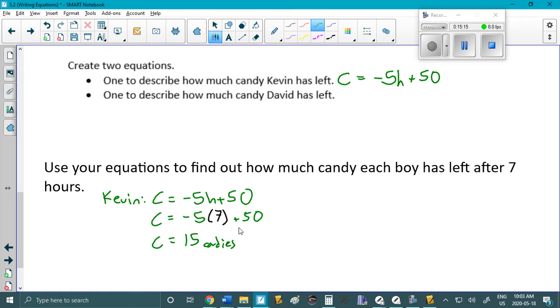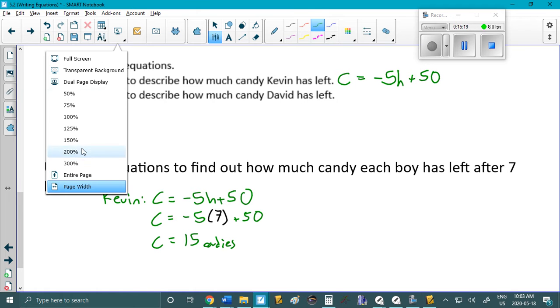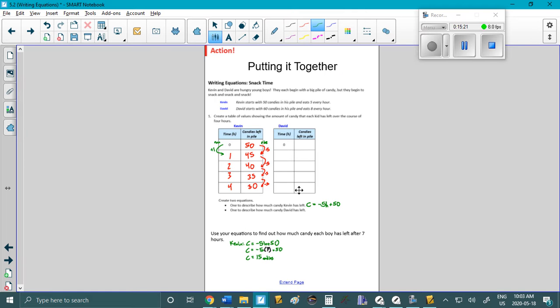So Kevin has 15 candies left after 7 hours. Okay, so again, I'm going to have you do David's table, equation, and solve when H is 7 hours.